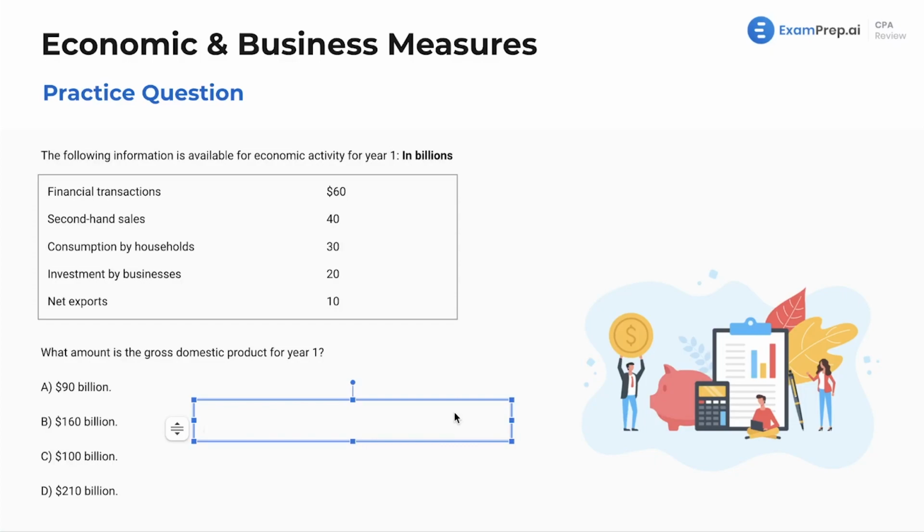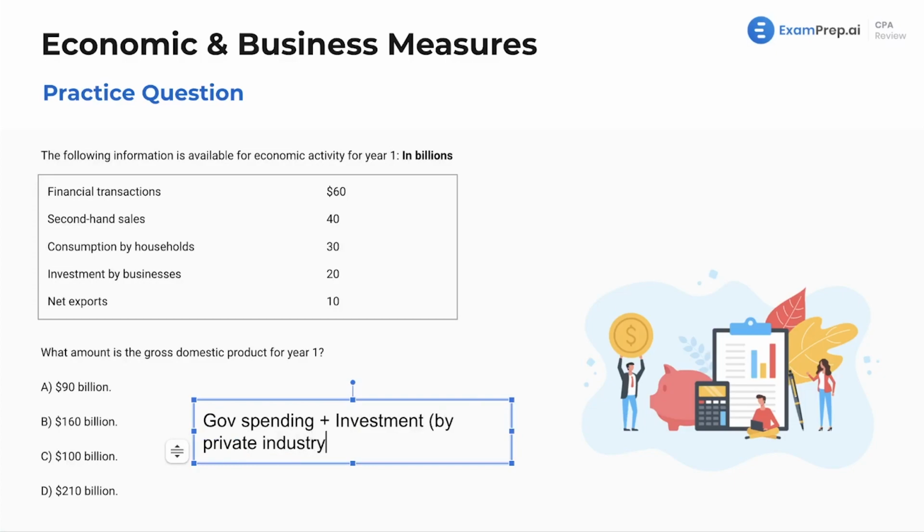In this case, it's going to be the expenditure approach, and I'll show you, because the expenditure approach formula is going to include all governmental spending, plus investment by private industry, plus consumer spending, plus exports net of imports.